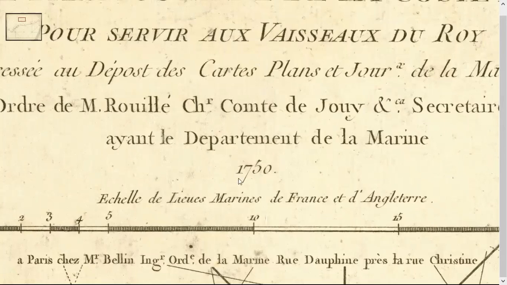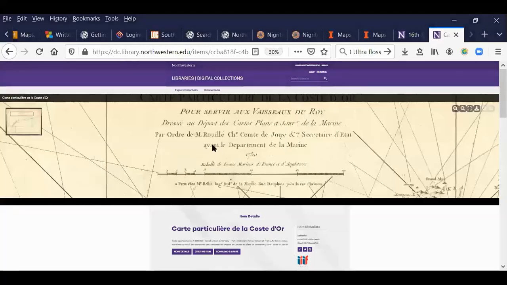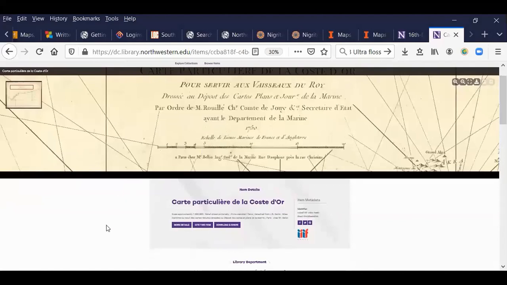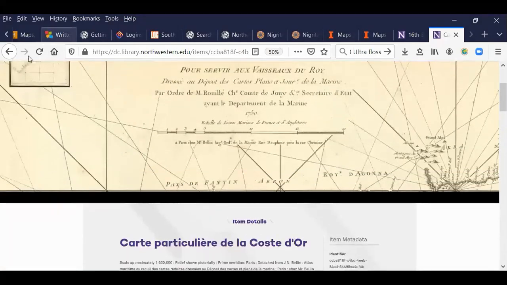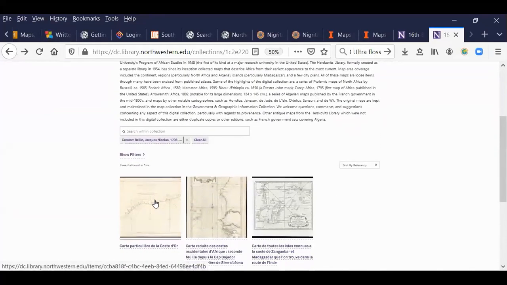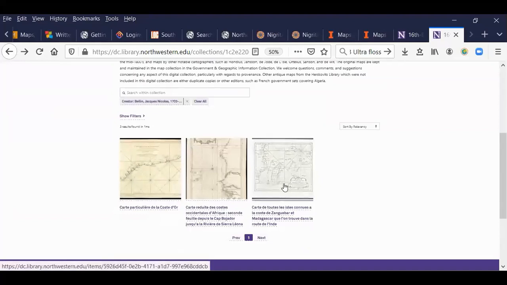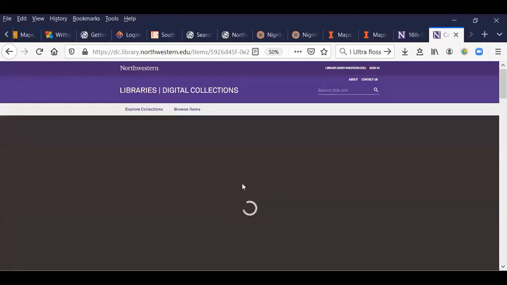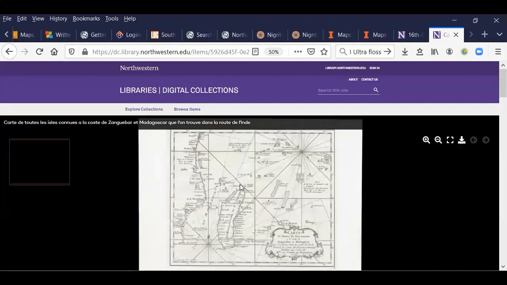That's a very interesting period, 1750, and one that you need to look at in detail. But a map like this provides the detail that enables you to look at it very carefully. So these Northwestern University map collections are very interesting for people doing detailed work on the coast of West Africa. Take a look at the larger maps as well.